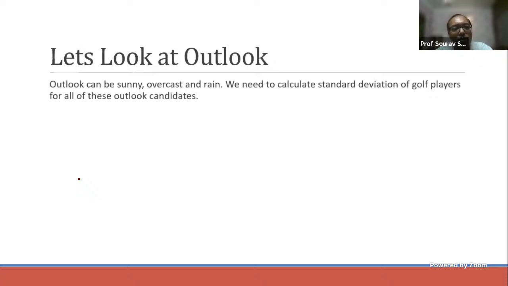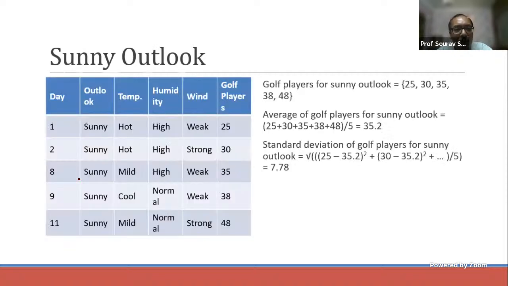So let's look at the outlook. Outlook can be sunny, overcast, or rain. Let's calculate the standard deviation for the outlook. This is the outlook sunny. There are 5 values, and for the sunny outlook, the standard deviation comes out as 7.78.